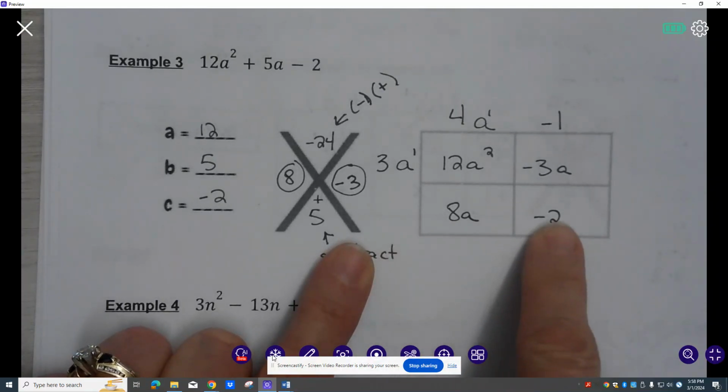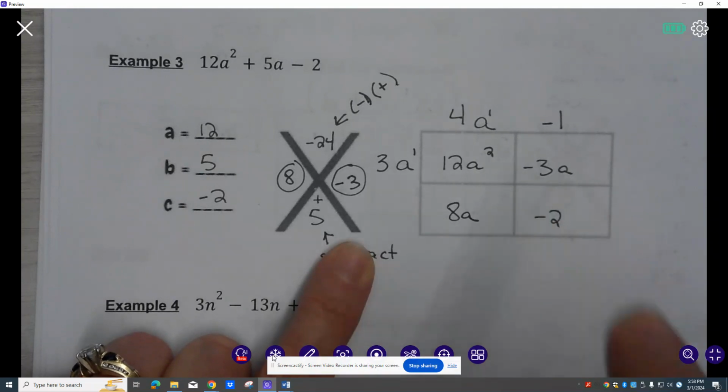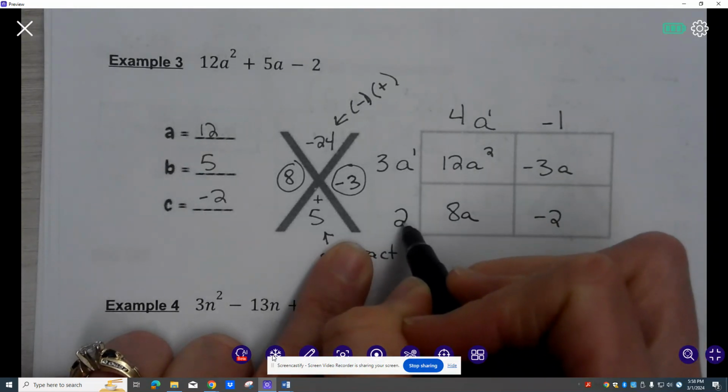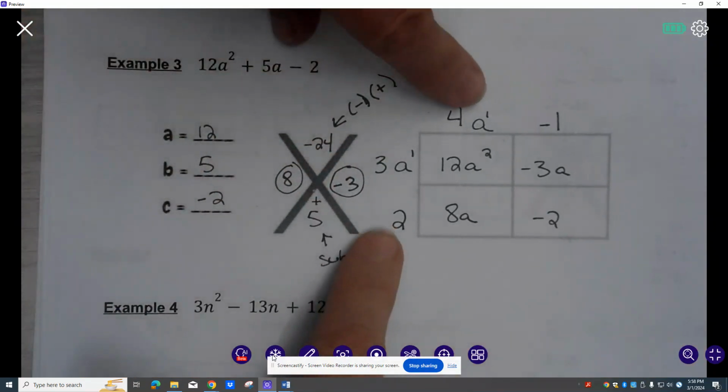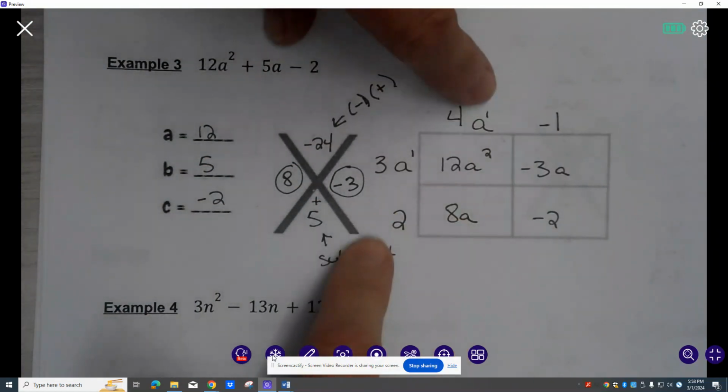Now let's look across here. I notice I have a 2 and an 8. The common factor of 2 and 8 would be 2. So I'm thinking I'm going to need a 2 here. And then if I check this, 4a times 2 is 8a. So I'm looking pretty good so far.